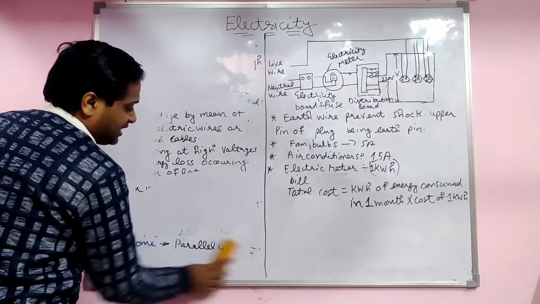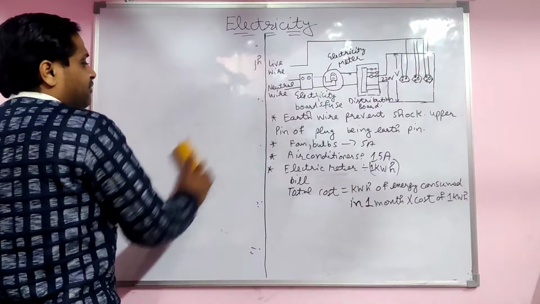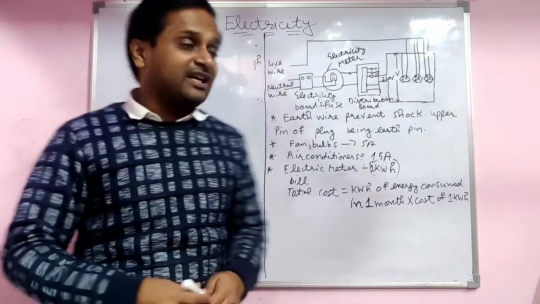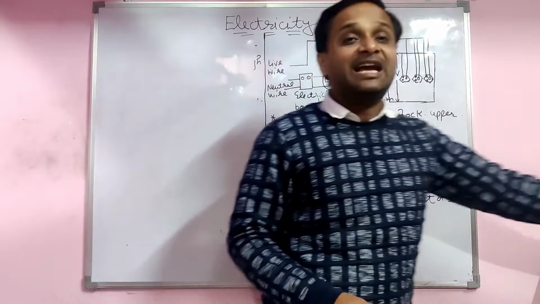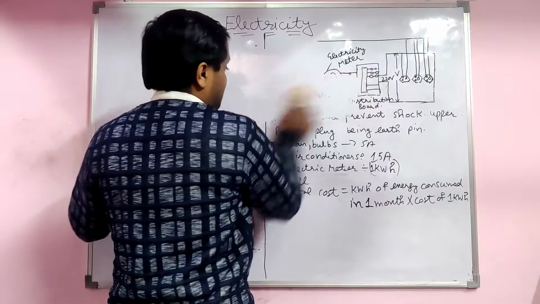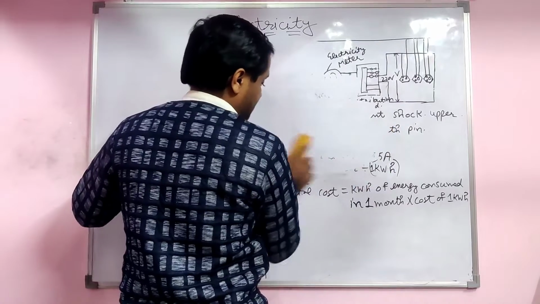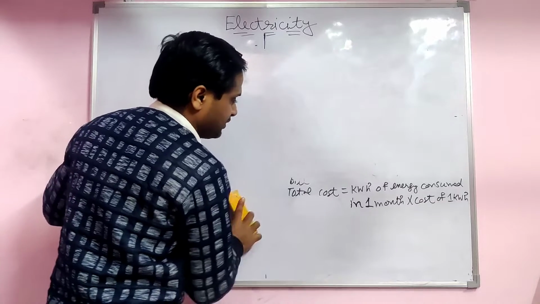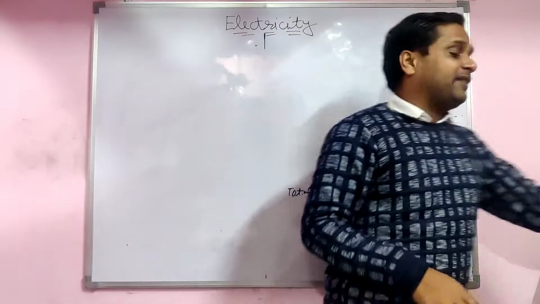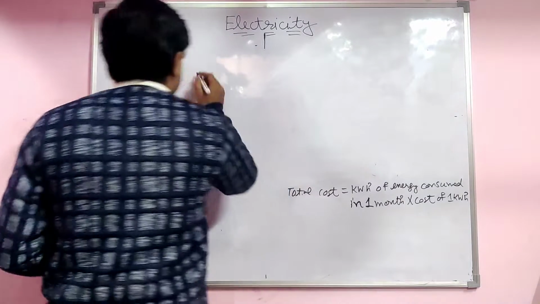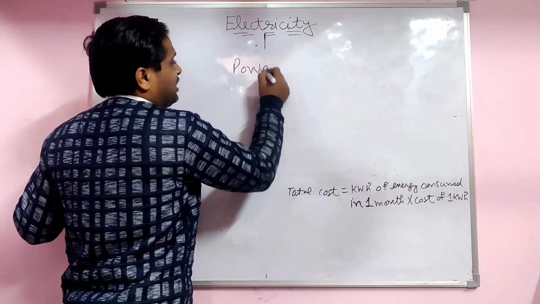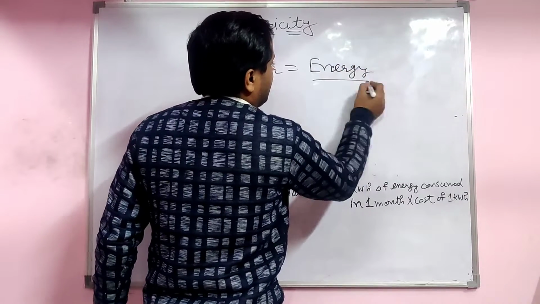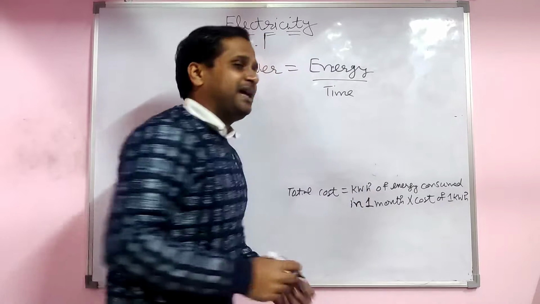On the electric meter, one thing is written: kilowatt hour. To understand this, first of all we have to understand power. What is power? Power is the amount of energy consumed in a given time.